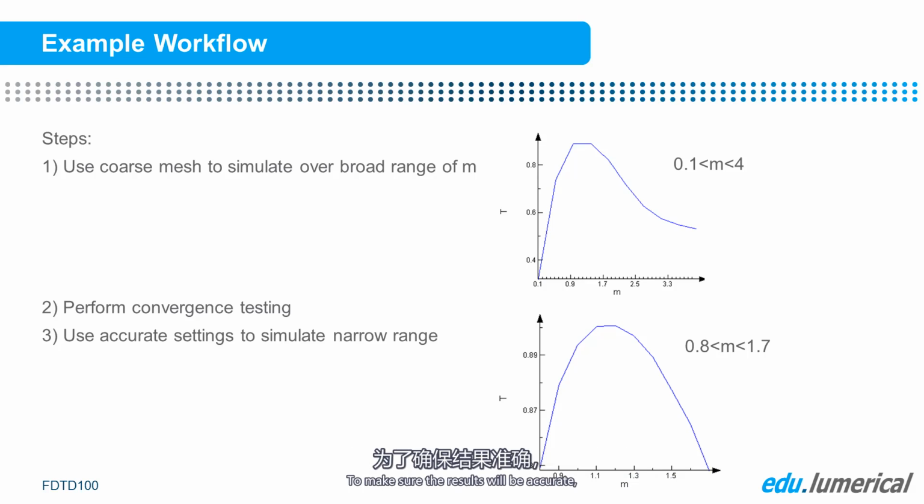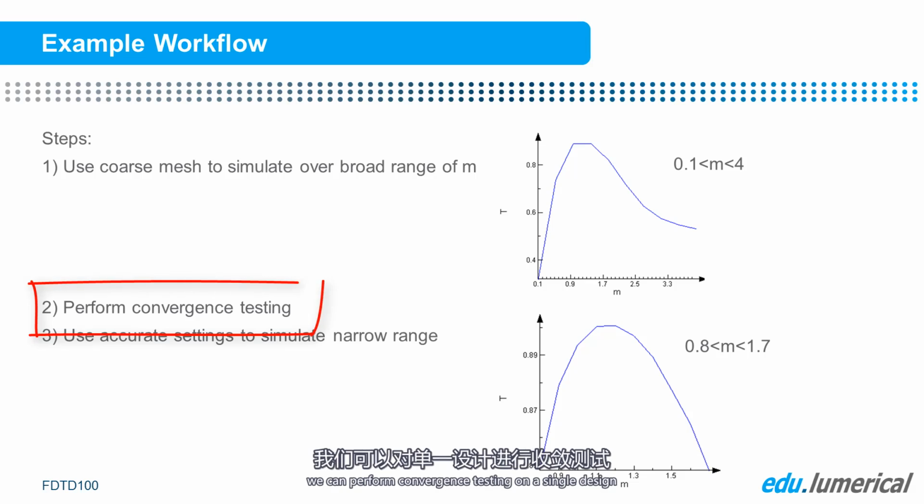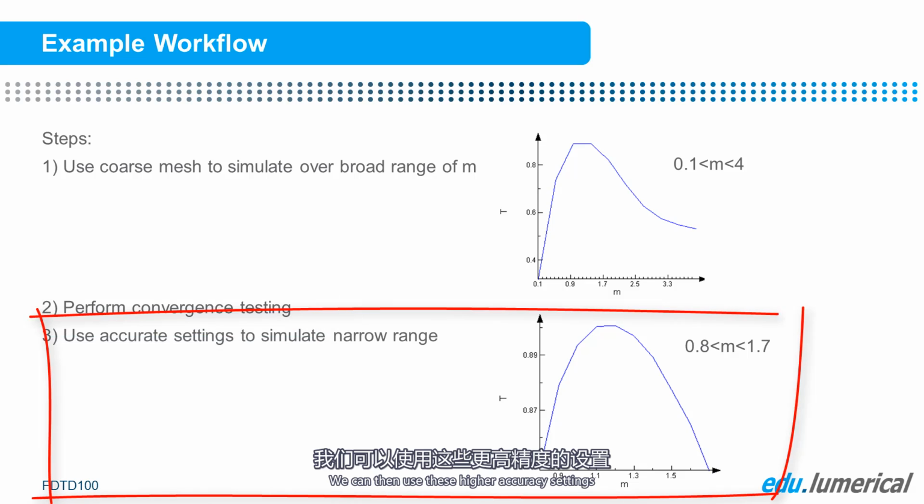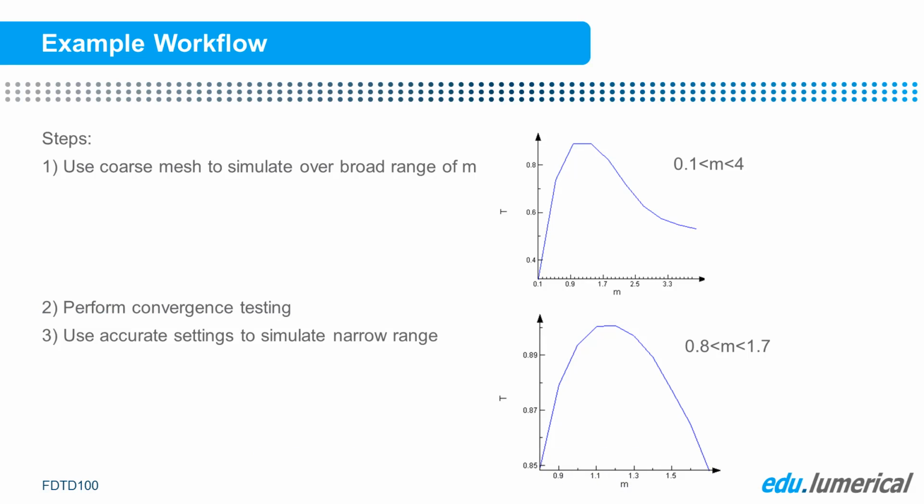To make sure that the results will be accurate, we can perform convergence testing on a single design to determine the settings which result in the required level of accuracy. We can then use these higher accuracy settings to run a second sweep over a smaller range of m values that we identified from the first sweep to get the final value of m that maximizes transmission through the taper.